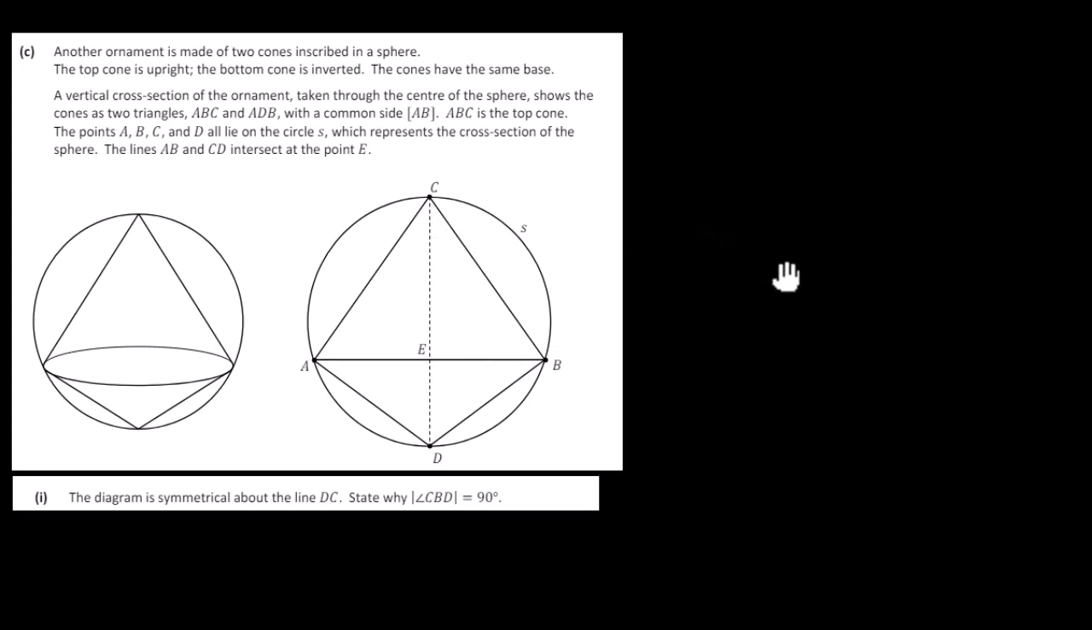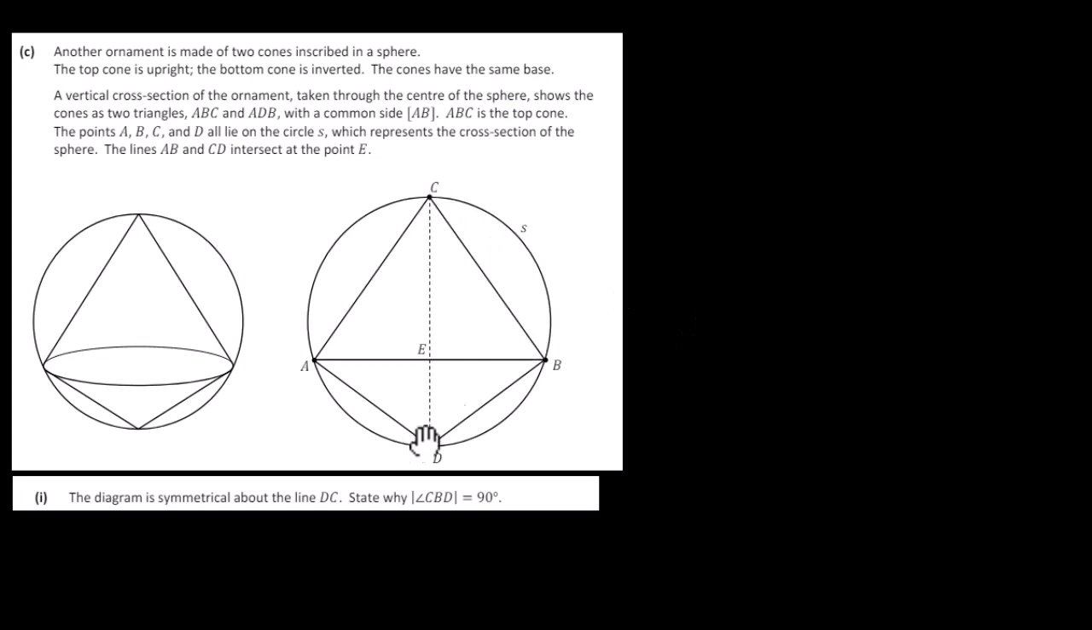the circle S, which represents the cross-section of the sphere. The line AB and CD intersect at the point E. The diagram is symmetrical about the line DC. State why the angle CBD is equal to 90 degrees. Okay, so we weren't actually told that the 2 cones are right circular cones, but given that the diagram is symmetrical about the line DC, then we can assume that they are right circular cones. So that will help. State why the angle CBD is 90 degrees.